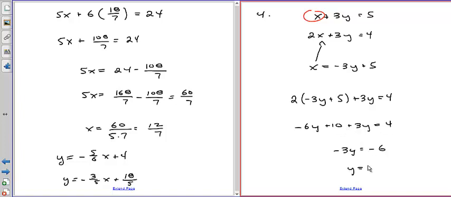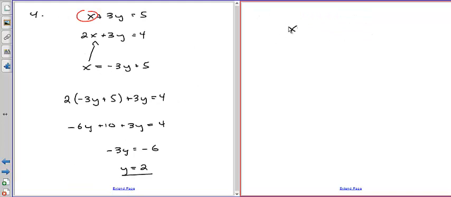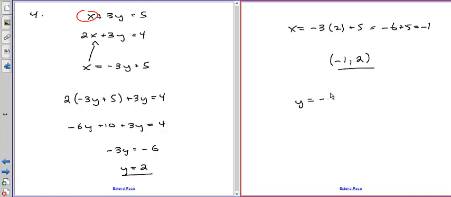Combine these two, you get negative 3y, and then you have 10, 4 minus 10 is negative 6, and divide both sides by negative 3, so you get y is 2. And then you can use this substitution equation. So you get negative 3 times 2 plus 5. So that's negative 6 plus 5, which is going to be negative 1. So we have the point negative 1 comma 2. So that's your point of intersection. And again, just check to make sure I did it right. If you solve for y here, you'll get y is equal to negative 1/3 x plus 5/3.